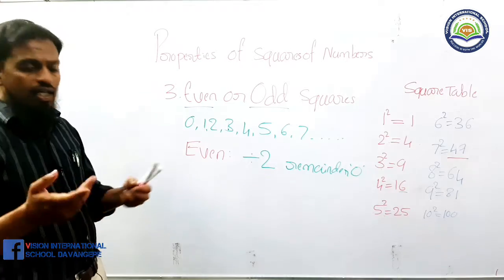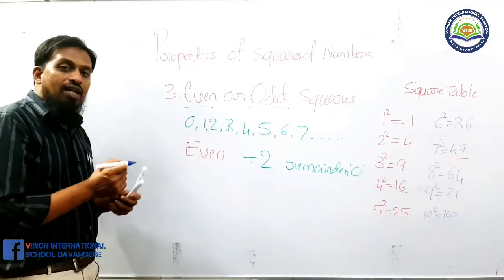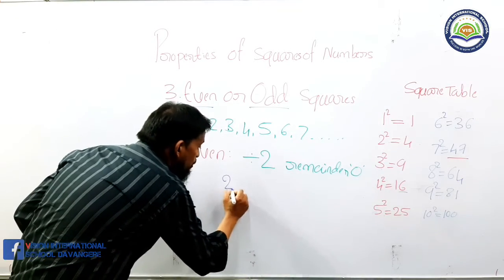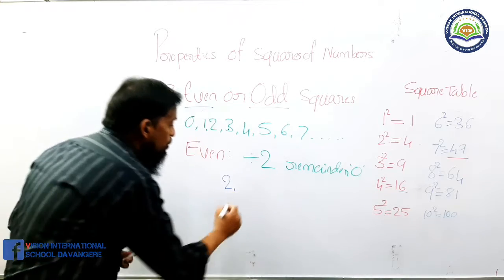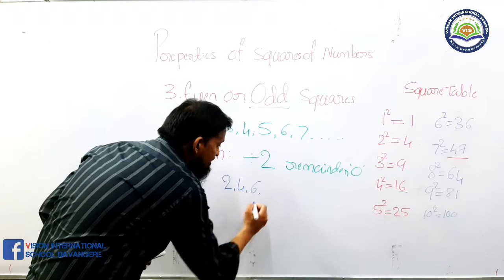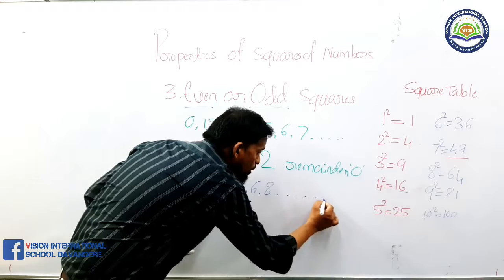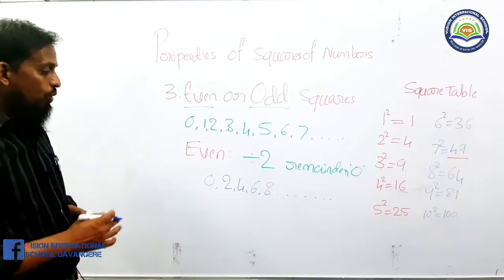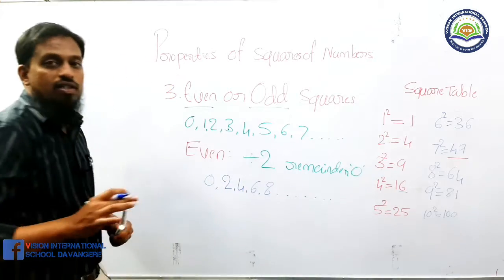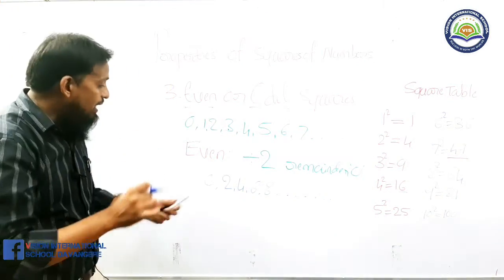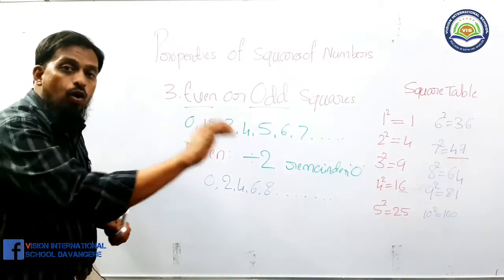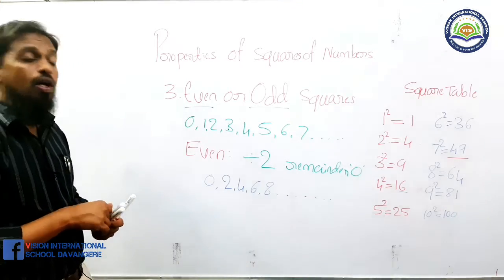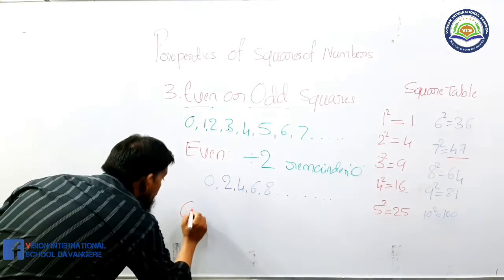Even number. In short, read the table of 2: 2 ones are 2, 2 twos are 4, 2 threes are 6, 2 fours are 8, and so on, and with this append 0, then these are all even numbers. If you read the table of 2 and append 0, then they are all even numbers. Now coming to odd numbers.